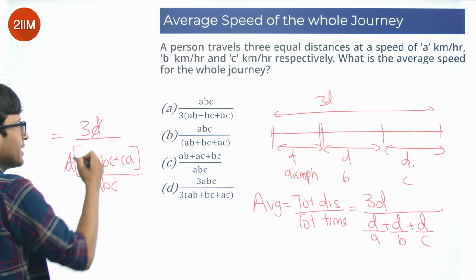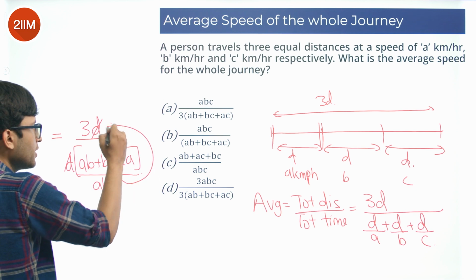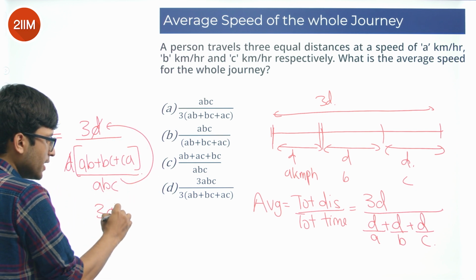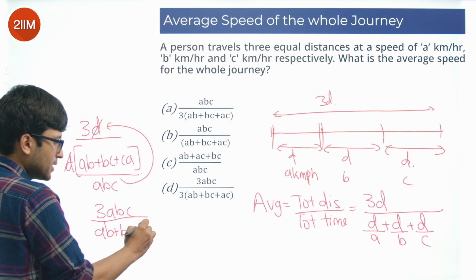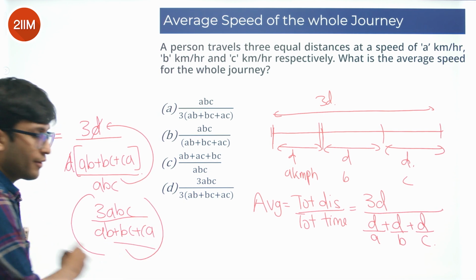First of all, D gets cancelled out and ABC will go to the numerator. So I will be having 3ABC upon AB plus BC plus CA. This would be my final answer.